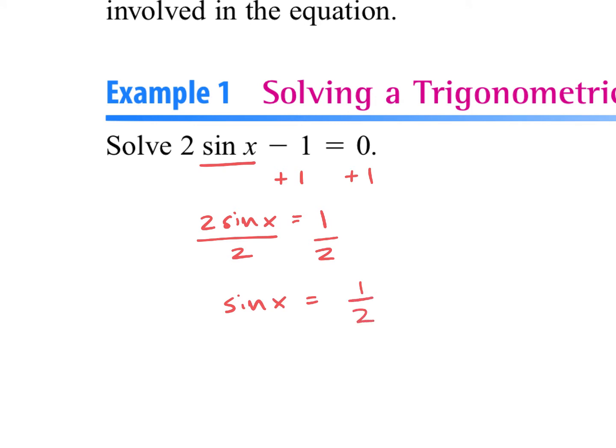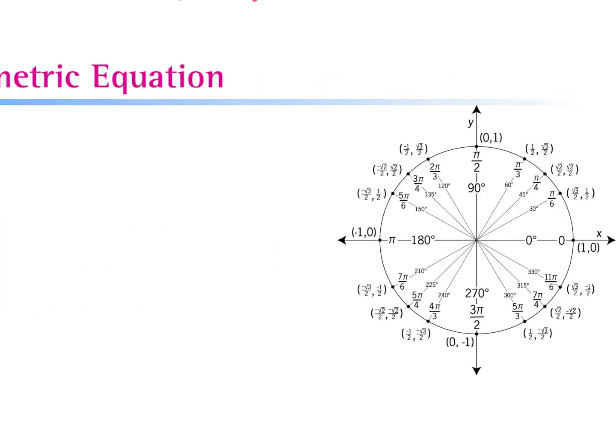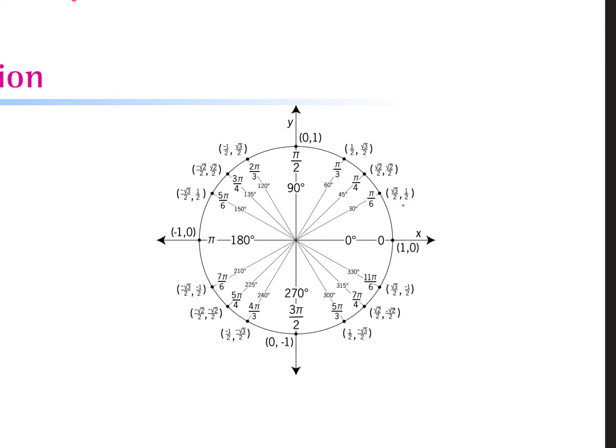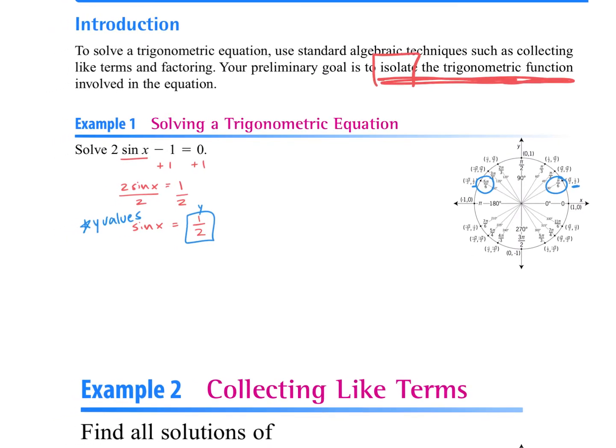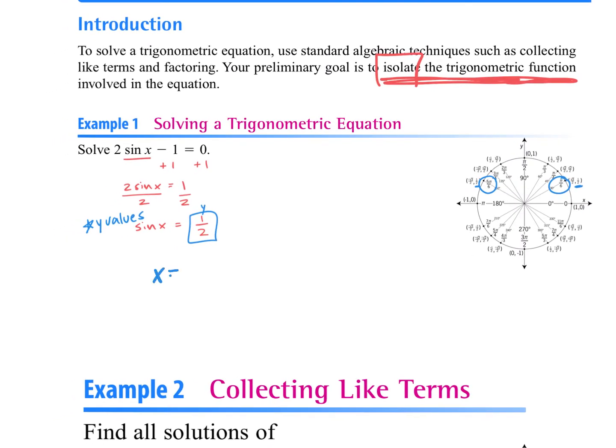So when dealing with sine, we're looking at our y values. So we want to see where on our unit circle is y 1/2. So we go to our unit circle, and we have y is 1/2 here at pi over 6, and y is 1/2 here at 5 pi over 6. So our two answers here are x is equal to pi over 6 and 5 pi over 6.